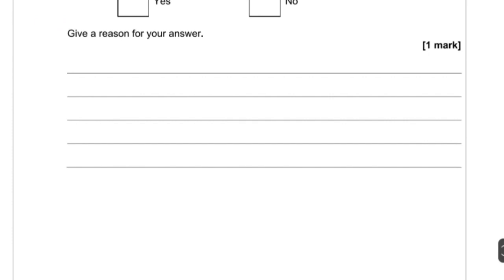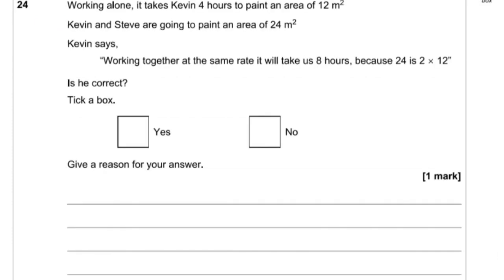So question 24. Working alone, it takes Kevin 4 hours to paint an area of 12 meters squared. Kevin and Steve are going to paint an area of 24 meters squared. Kevin says, working together at the same rate, it will take us 8 hours because 24 is 2 times 12. Is he correct?